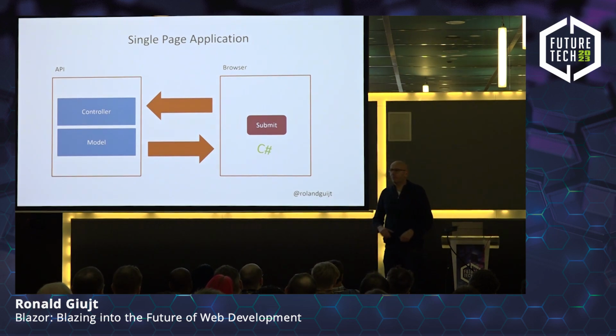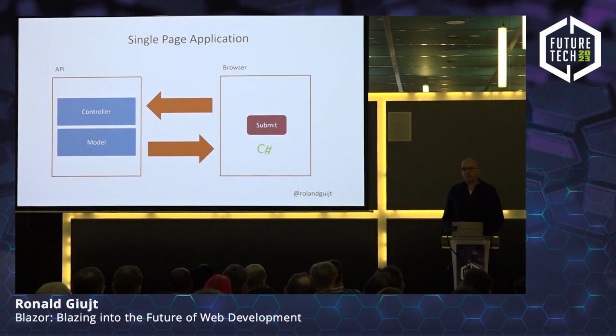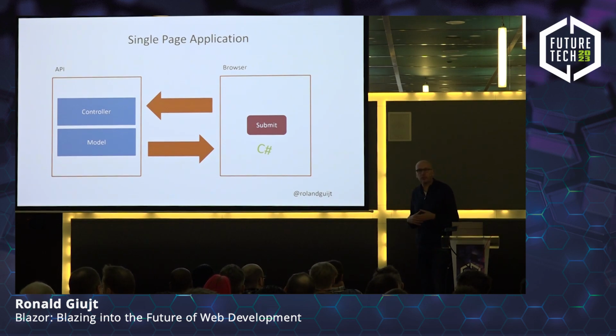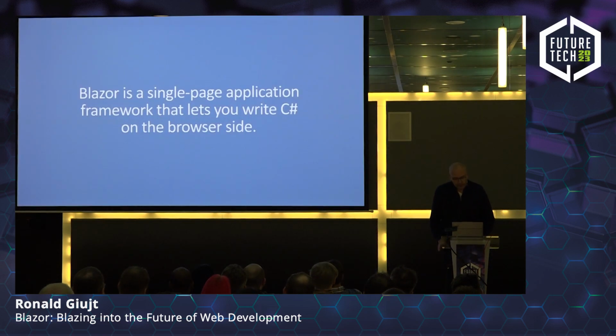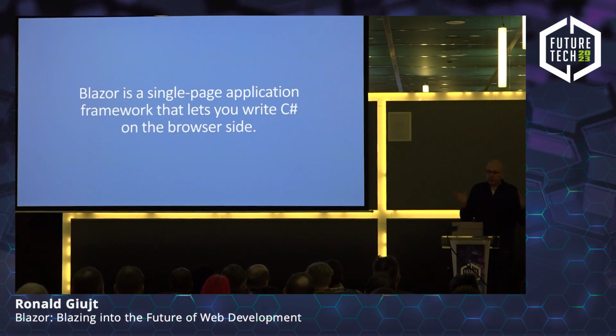We use C# instead in the browser. So we can create UI-related logic in the browser. And before that wasn't really possible because the browser only understands JavaScript, right? It doesn't understand C#. And Blazor makes it possible to do that. So basically the definition, this is my definition by the way, the definition of Blazor could be: it's a single page application framework that lets you write C# on the browser side.